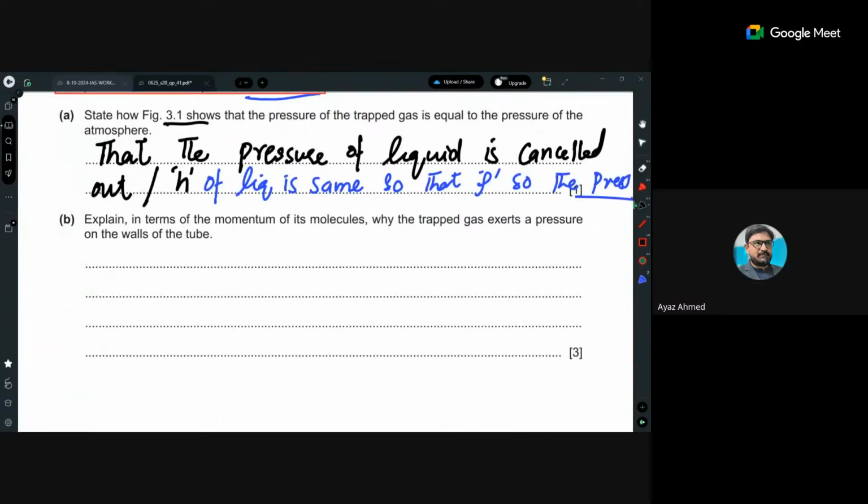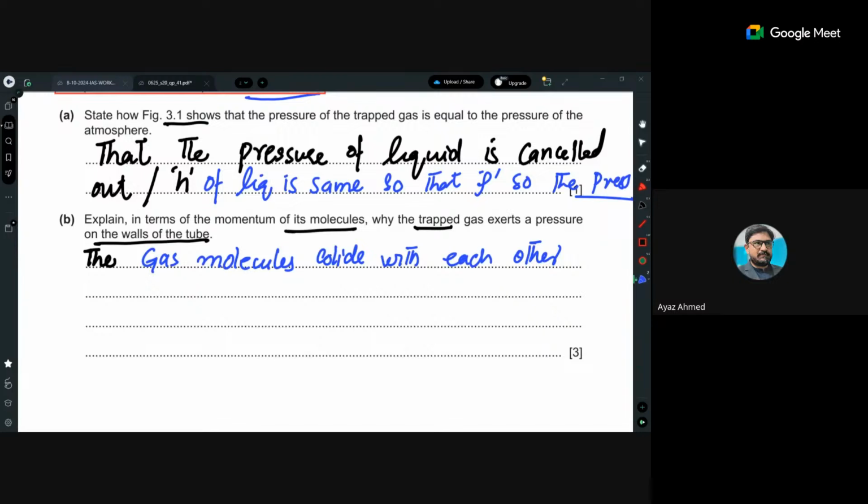Explain in terms of the movement of the molecules why the trapped gas exerts a pressure on the walls of the container. So I explained it to you in detail that the gas molecules collide with each other and with the walls of the container, isn't it? The gas molecules collide with each other and with the walls of the container.